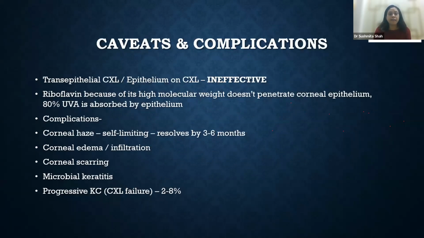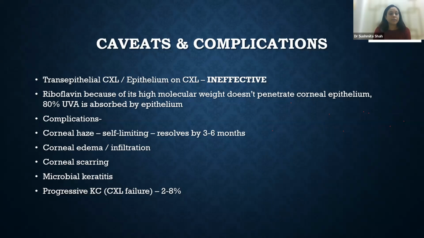Now, a few caveats and complications concern the transepithelial CXL, or epithelium-on CXL. That is, the epithelium is not removed and CXL is performed. Well, it's very important to know that this is absolutely ineffective and should not be tried, because riboflavin, being of high molecular weight, does not penetrate the corneal epithelium. That is one reason. Second reason being that 80% of the UVA is absorbed by the corneal epithelium. The epithelium is there. So trying to do transepithelial CXL using the same solution and same energy fluence is never going to work.